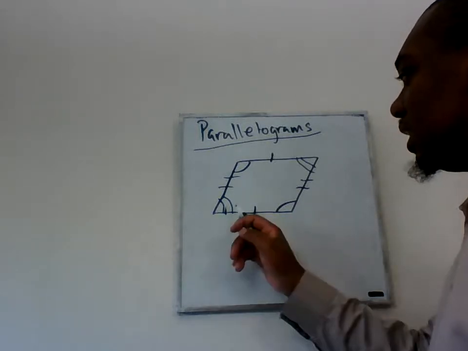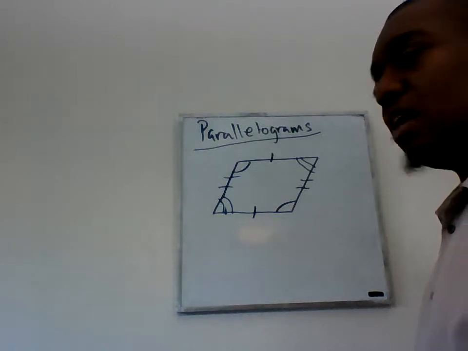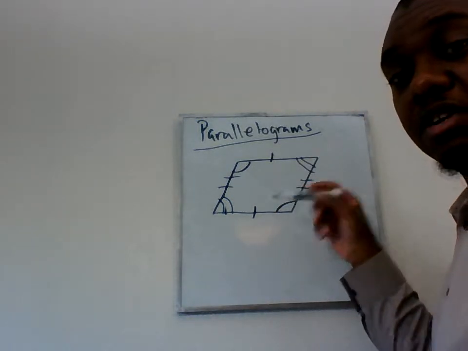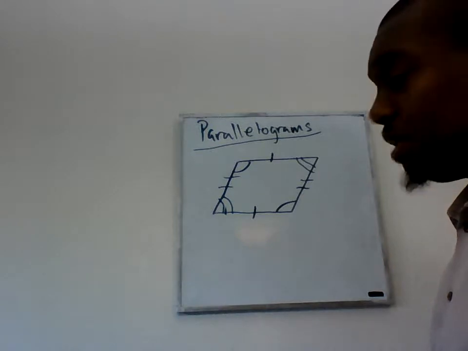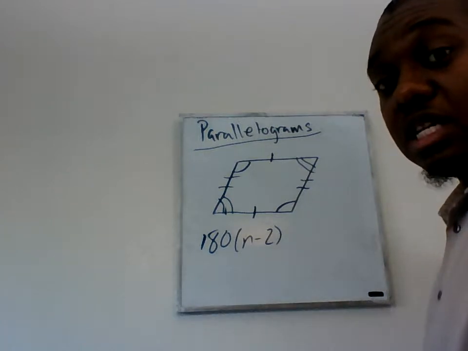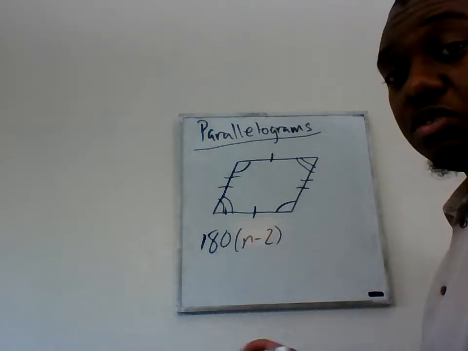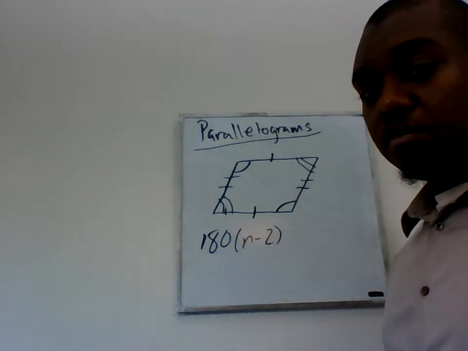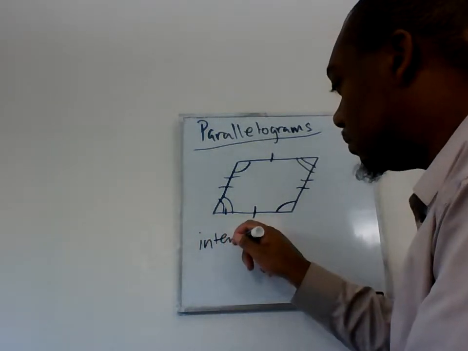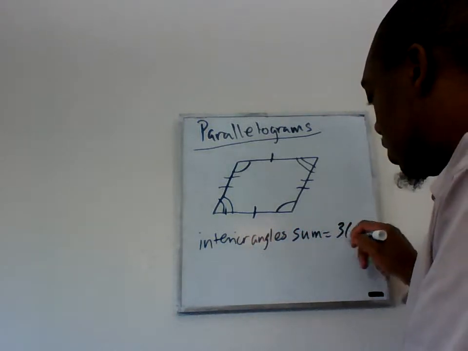Well, because the angles in a quadrilateral add up to be 360 degrees, how do I know that? Oh, well, if I were to draw a diagonal here, I would say I have two triangles. 180 plus 180 equals 360. Or there was that formula that you may have seen before: 180 times n minus 2 is the sum of the interior angles. So if we put 4 in here, 4 minus 2 is 2. 2 times 180 is 360 degrees. Okay, so the interior angles sum is 360 degrees.